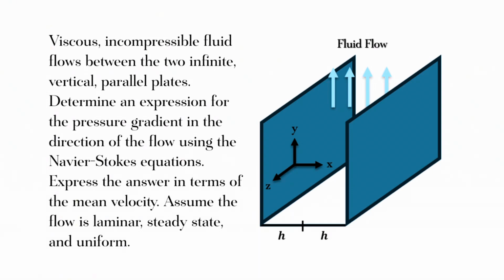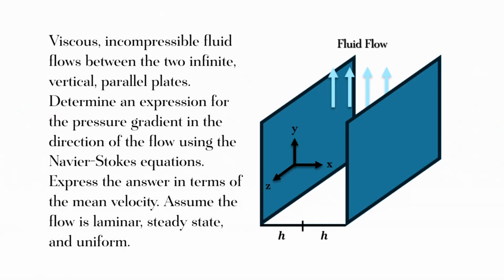Because gravity is also acting on the fluid. So the fact that it's moving up just means that there is a difference in pressure in the y direction. We need to determine the pressure gradient, which is exactly what I just said, right? In the direction of the flow using Navier Stokes. And we need to express the answer in terms of the mean velocity.